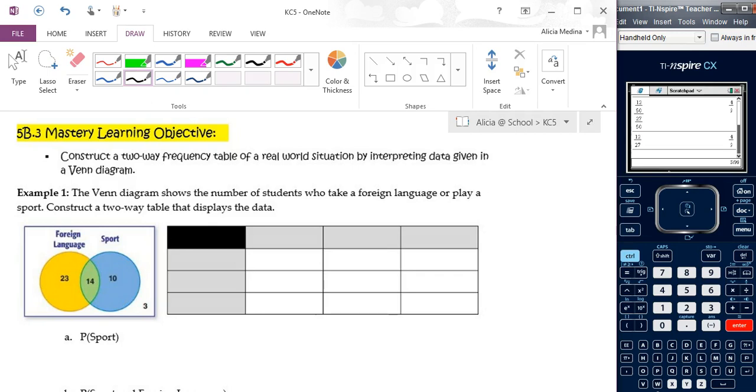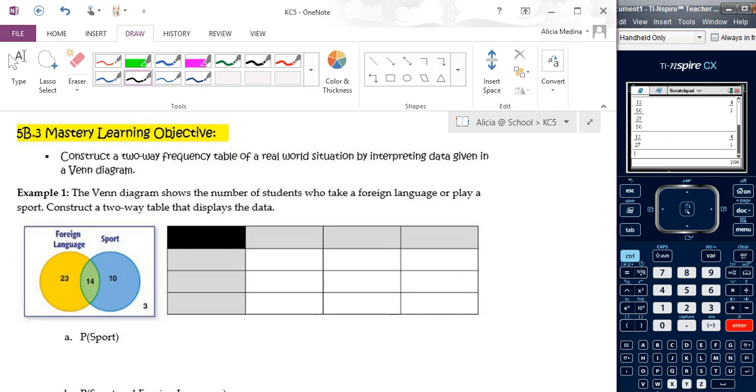Alright, so now what we have is a picture and we have to put it in the table so that we can easily calculate the probability of a certain event happening. So our Venn diagram shows the number of students who take a foreign language or play a sport. Construct a two-way frequency table that displays the data.